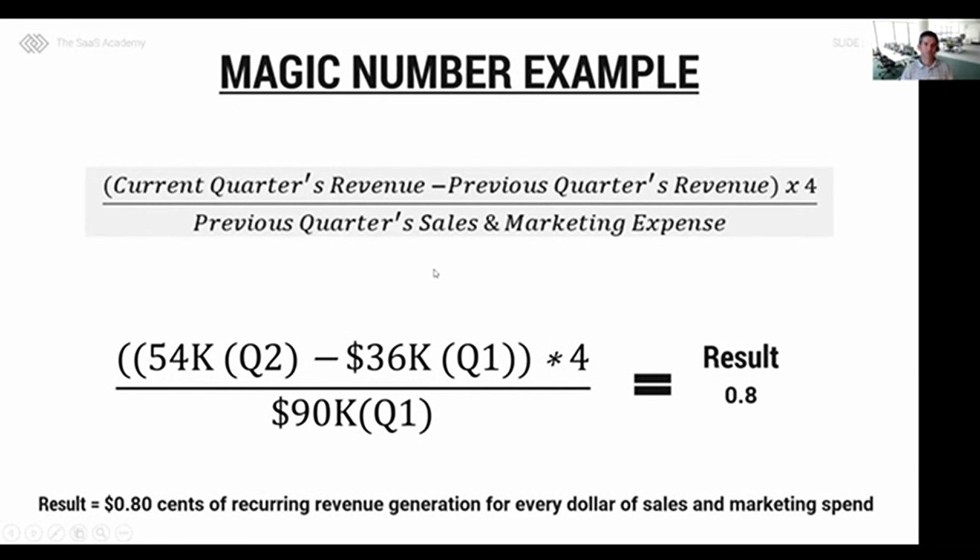So quick example, let's say we had 54K of recurring revenue in Q2, 36 in Q1. We subtract those two and multiply by 4 to annualize and divide by our 90K of sales and marketing expense in Q1. So this results in 80 cents of recurring revenue generation for every dollar of sales and marketing spend.